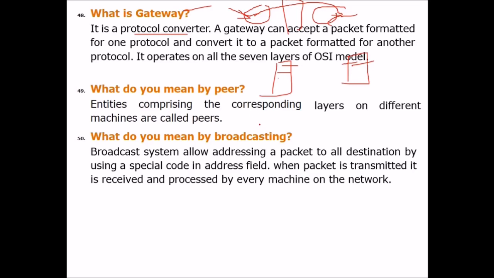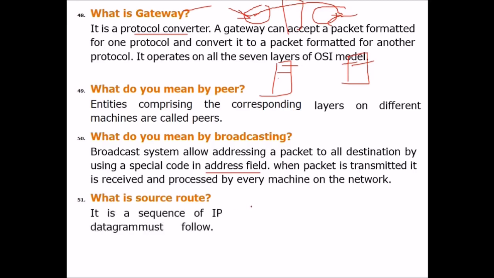What do you mean by broadcasting? A broadcasting system allows addressing a packet to all destinations by using a special code in the address field. When a packet is transmitted, it is received and processed by every machine on the network. So broadcasting means, say a teacher is delivering a lecture in a class, so he is broadcasting. He is speaking to everyone.